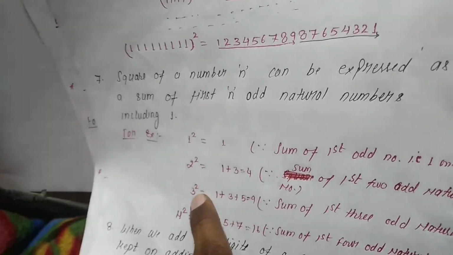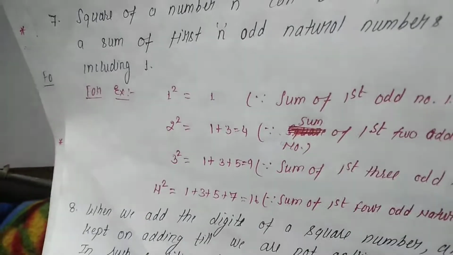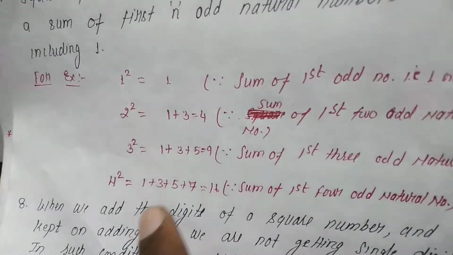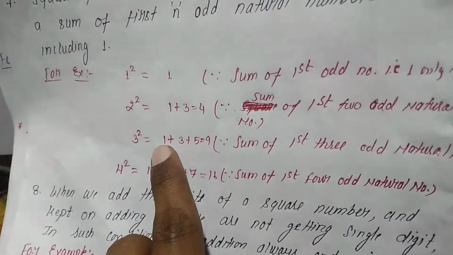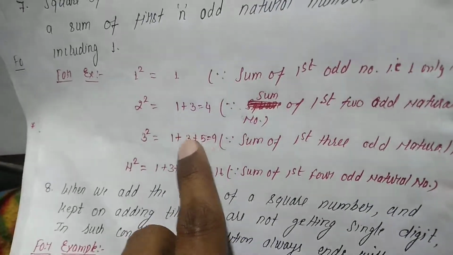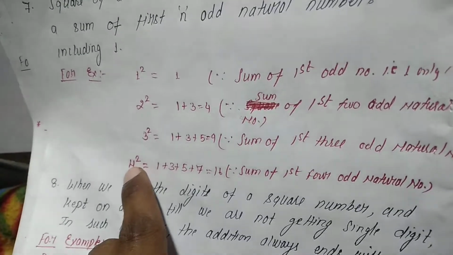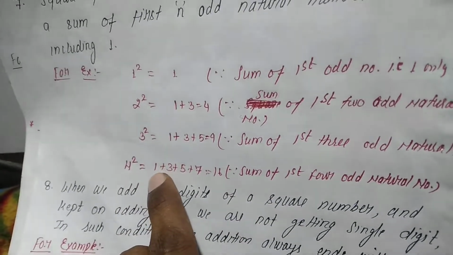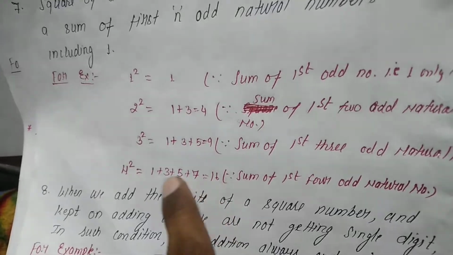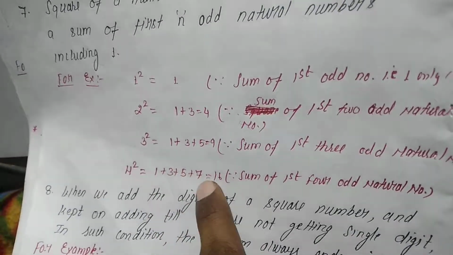Now 3 square is here. Now we will add up the first 3 odd natural numbers. See, 1 plus 3 plus 5 is equal to 9. In the same manner, the square of 4 is here, so we will add the first 4 odd natural numbers to get the value. See, 1 plus 3 plus 5 plus 7 is equal to 16.